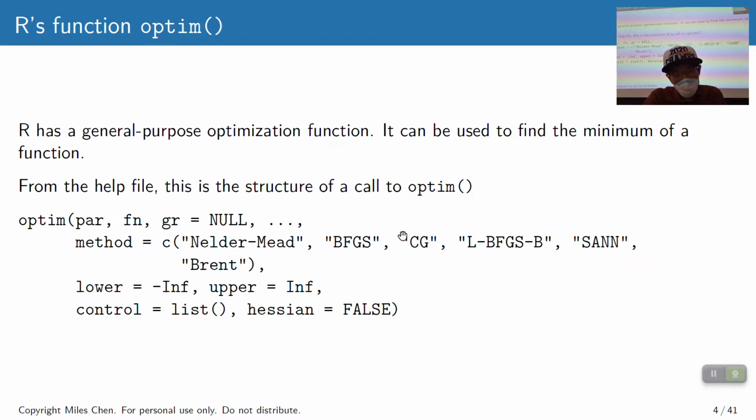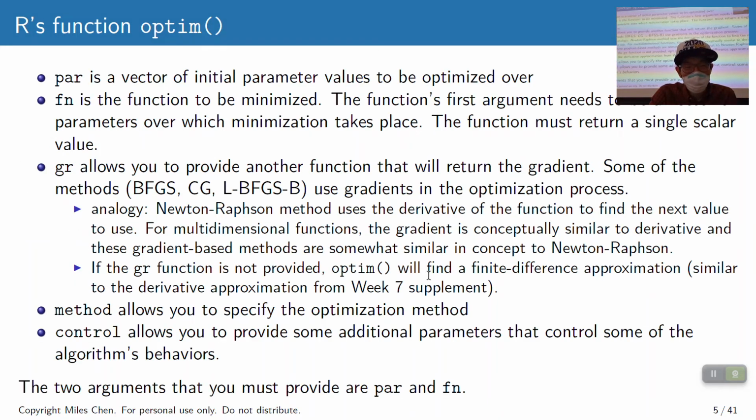These other ones we have not really covered. BFGS is four people's names for this kind of gradient descent, and I don't remember what all of this other stuff is. There's a modified version of BFGS and all sorts of stuff, but we won't worry about that. The Hessian is your second derivative matrix. Anyway, par is the vector of initial parameter values that we want to optimize, and fn is the function that we want to minimize, and the function's first argument needs to be par, or the parameters over which the minimization takes place.